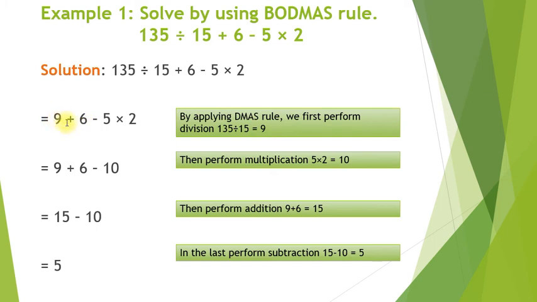So put the 9 over here and the rest of the numbers and the operations will be written in the same way. Copy the rest of the numbers and the operations. So here 9 plus 6 minus 5 and multiply by 2. After applying division, we get this: 9 plus 6 minus 5 multiply by 2. Now what we have to do? We have to jump to the next step.